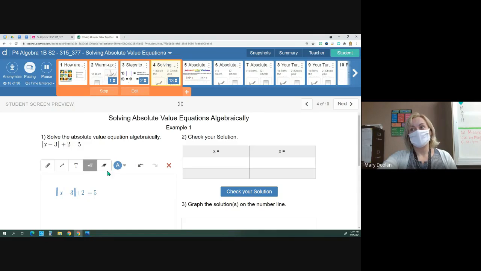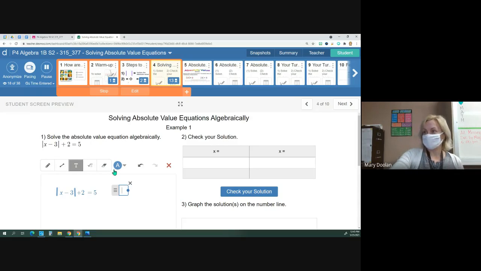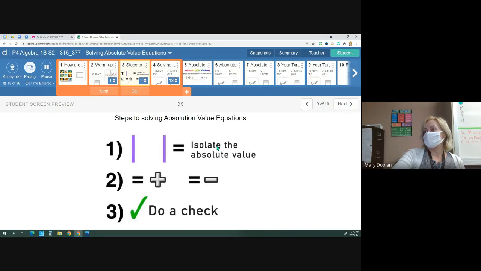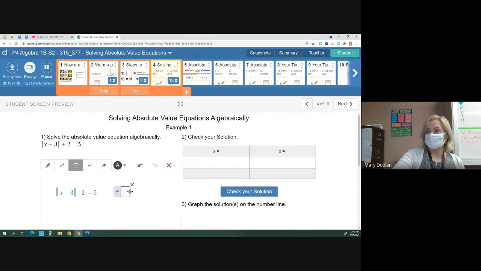Okay, so you guys can do that. Use the equation typing tool, type out x minus 3 plus 2 equals 5, and then use the line tool to draw 2 lines around to represent the absolute value. So those steps that we have on slide 3, isolate the absolute value, that's what we want to do first. And we do that by using inverse operations.